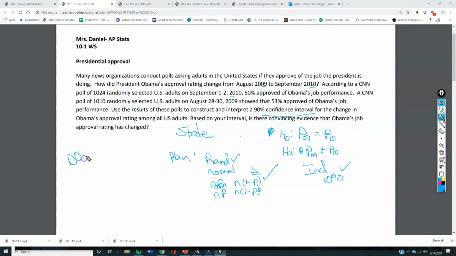Now let's do. All right. We are going to do a 2-sample. We have 2 samples. A 2-proportion Z confidence interval, right? And now segue to the calculator.